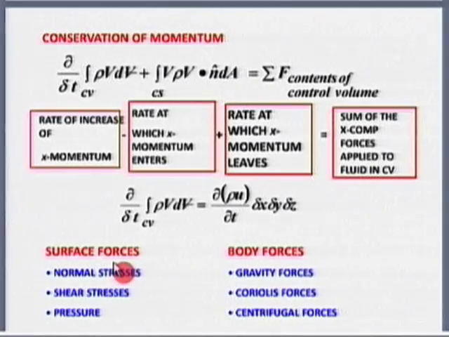But now the question is, what are the types of forces which are applied? There are two types of forces. One is surface forces, another is body forces. Who is creating these surface forces? These surface forces are created by normal stresses, shear stresses and pressure. So, what is shear stress? Just now in the morning, we found that shear stress is caused because of angular deformation. There is delta alpha and delta beta. That is the angular deformation.